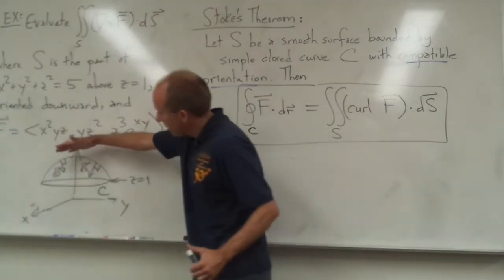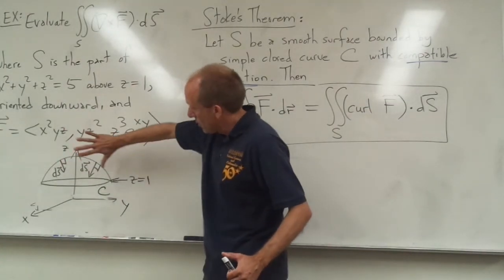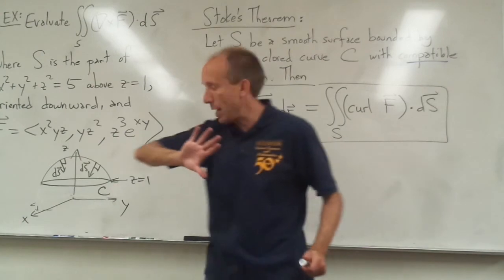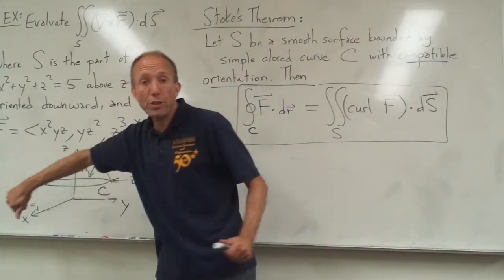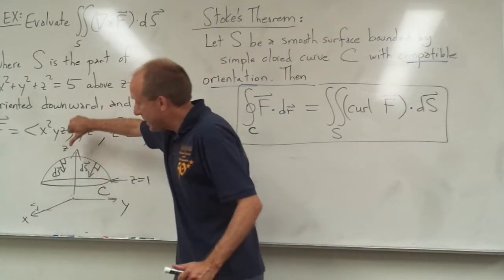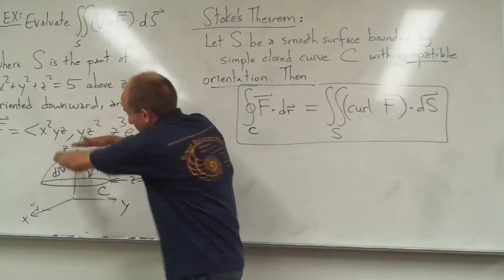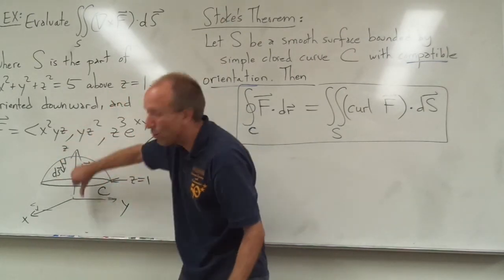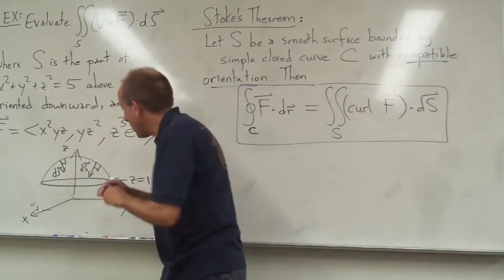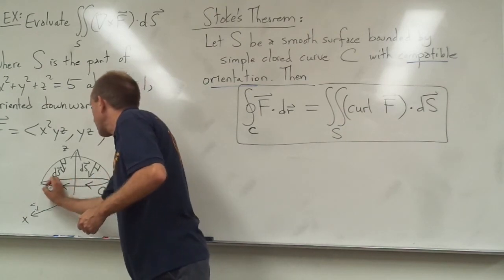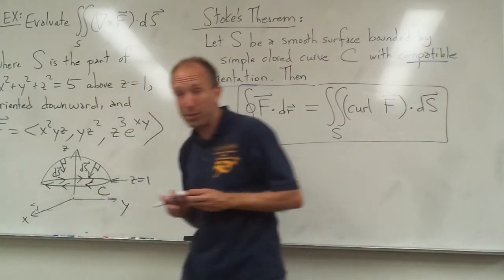Now, be careful, guys. We have oriented the surface downward. So whichever direction I traverse the curve C, the dS vectors, if I push the surface down in between the curve, have to point downward. That's going to require that I actually traverse the curve clockwise. Okay?